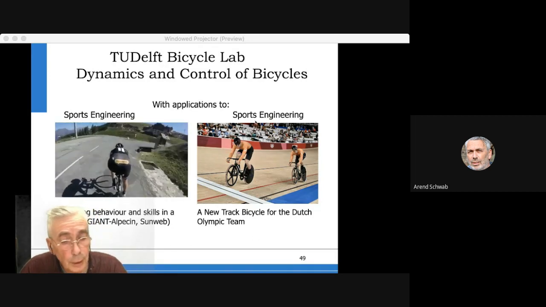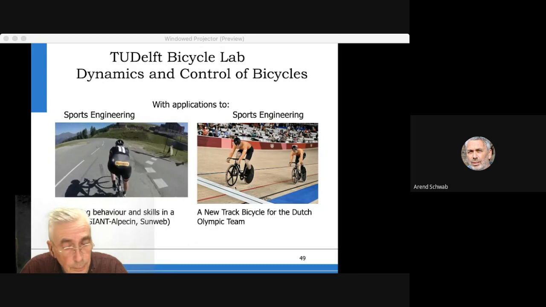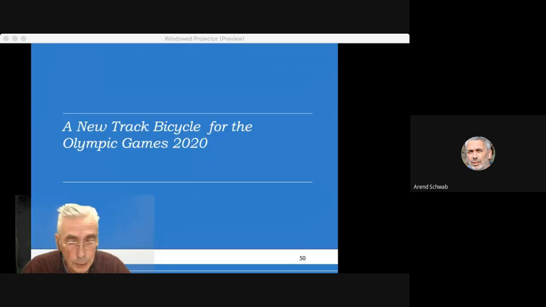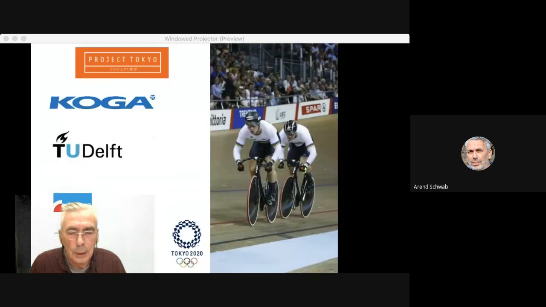And then for the Dutch Olympic team, we built a new track bicycle for the Olympic Games in Tokyo. And I want to focus a little bit more on that. A new track bicycle for the Olympic team. Yeah, I think I have 5 minutes for that. That's good. So for the Olympic Games 2020, the team wanted to have a new bicycle. And the bicycle was originally a Koga bicycle, a Koga Kimera. This is the original bike.